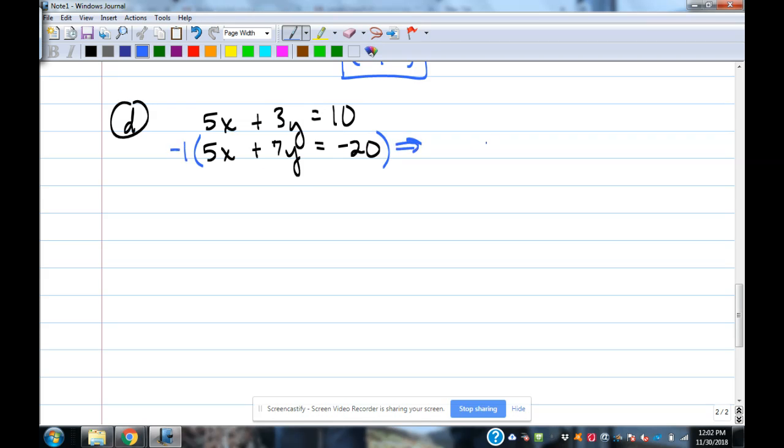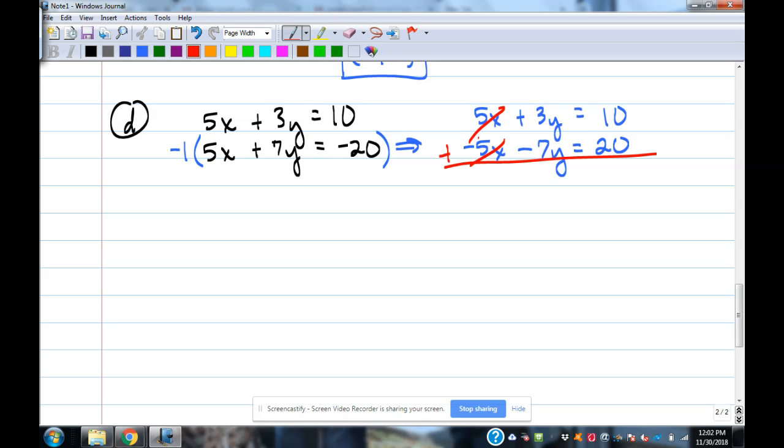And that's going to change this problem into negative 5x minus 7y is equal to positive 20. The top one, I'm not doing anything to it. So I'm just going to copy it over. So I multiplied the second equation by negative 1 to make an opposite happen here with the x's. Now my system looks like this. What happens with the x's now? They do cancel out now because they're opposites of one another. So they cancel.